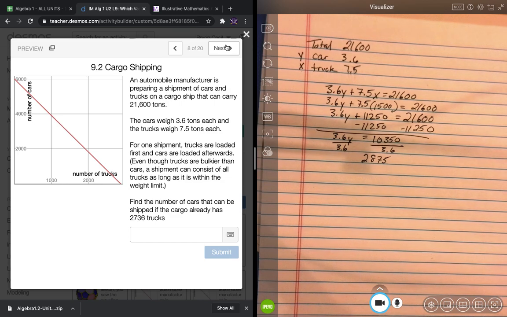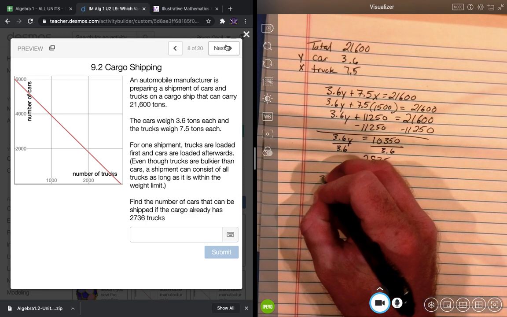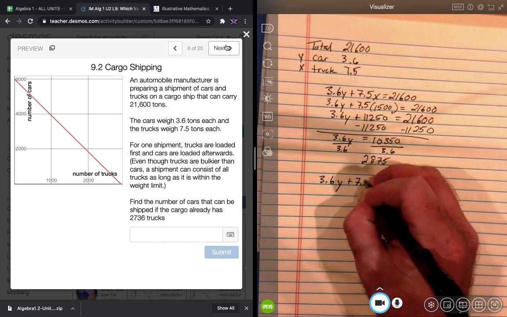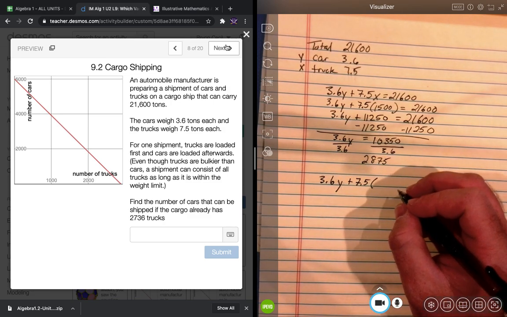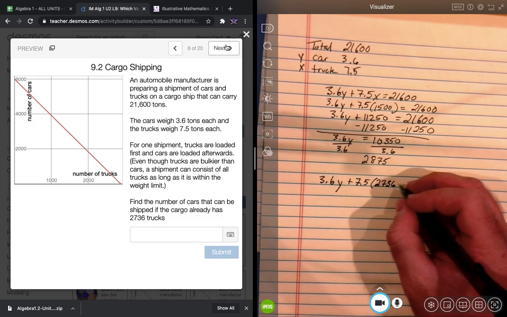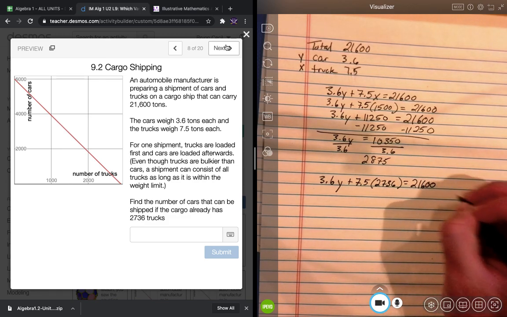Okay, find the number of cars that can be shipped if the cargo already has 2,736 trucks. So again, guys, 3.6y plus 7.5. Now we know that the trucks is 2,736, and that equals 21,600.